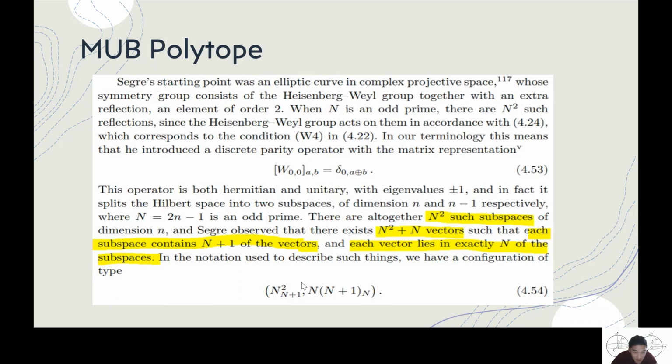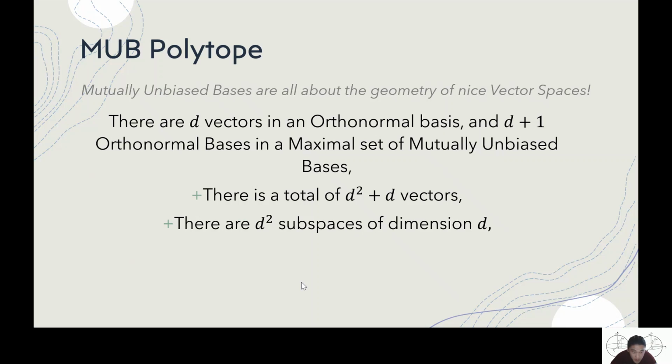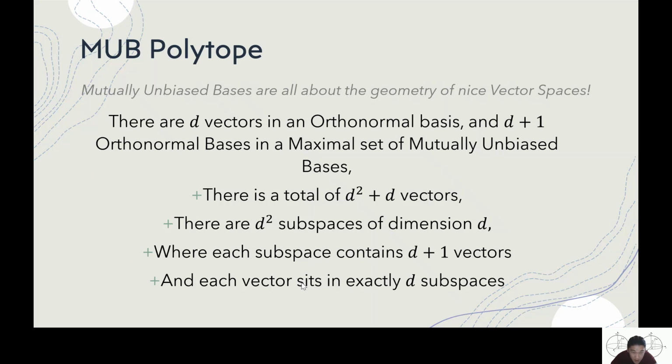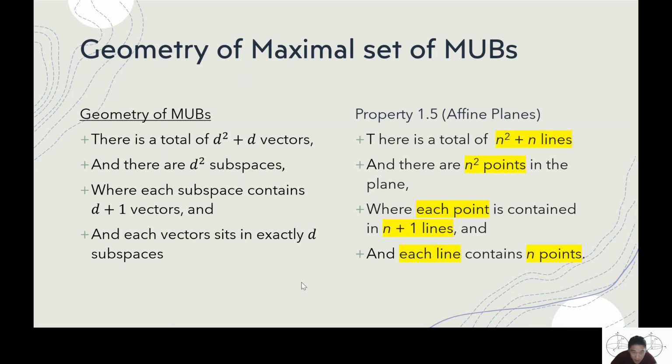And there are those familiar numbers that we see again from affine planes, right? It turns out that there are a total of d squared plus d vectors. And in the case of this algebraic object, which is brought up in the paper, there are d squared subspaces of dimension d, where each subspace contains d plus 1 vectors, and each vector sits in exactly d subspaces. These numbers are really familiar for one reason: they're the exact same numbers as the properties of the affine plane. So this object, which is related to the maximal set of MUBs, is basically an affine plane.